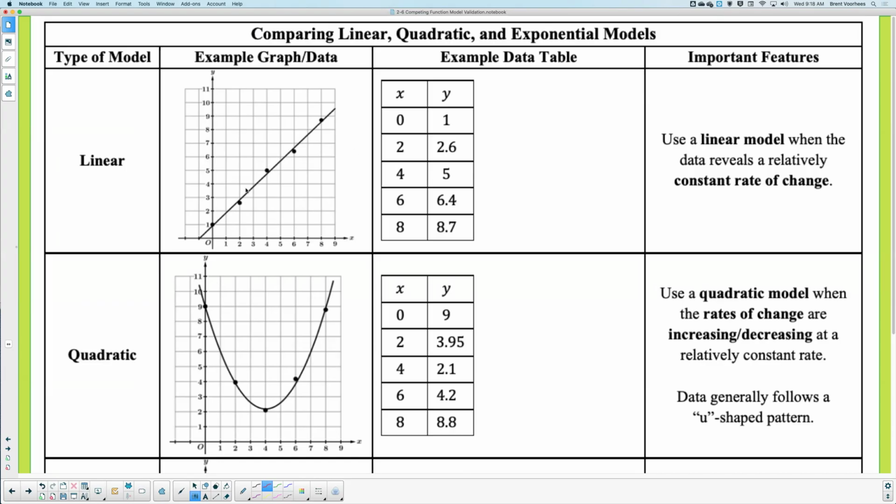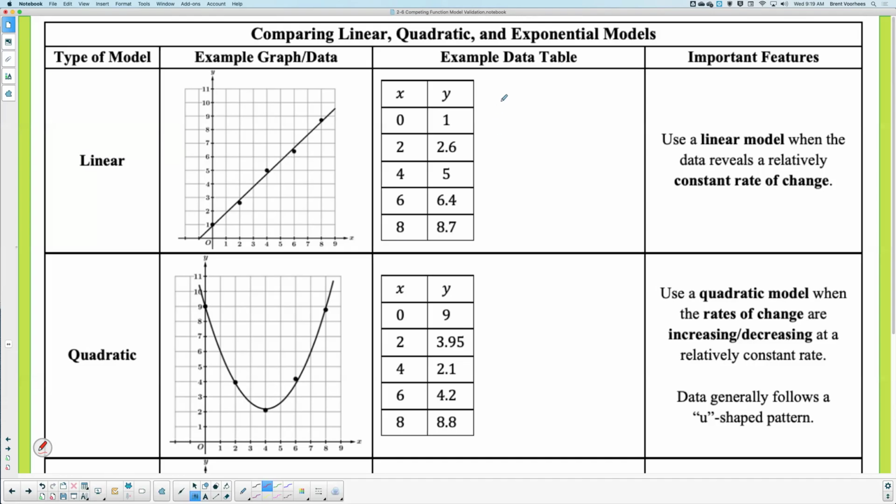So first, let's go over our functions. When you have a linear function, what is the most obvious thing that you observe? A straight line. Which means, to be a straight line, what has to be true? What about the AROC? Very good. It's constant.